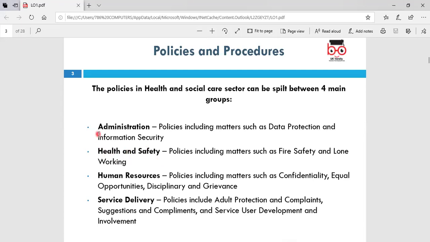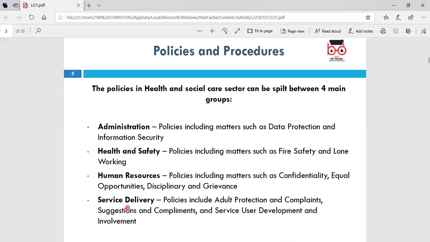So wherever you're working, there should be an administration to look over data protection and information security. And this health and safety is not just for the service users, it's for the people who are working there as well. Human resources: within the policy, you will have human resources also. So policies including matters like confidentiality, equal opportunities, disciplinary, and grievances. So your human resources will be the overarching thing that will be looking at all of these components.